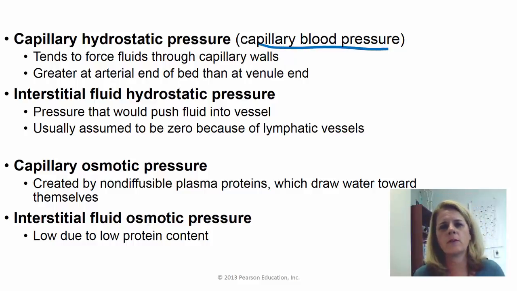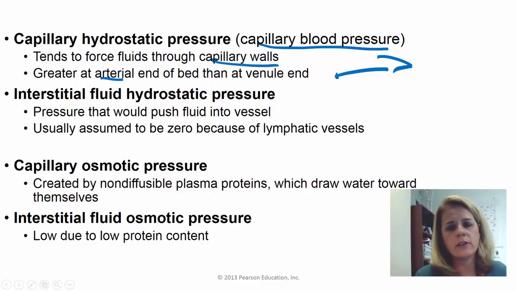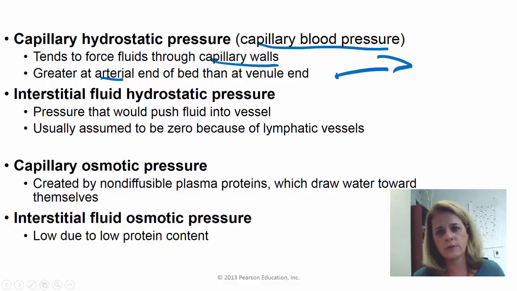So remember, if you take your blood pressure, it's 120/80. Well, that's in the aorta and the brachial artery, and as the arteries get smaller and smaller, that pressure starts to come down. So it's not very high, but there's still enough pressure to push stuff out. It can push fluids out of and through the capillary walls. It's greater at the arterial end than at the venous end, so it's going to be able to push things out of the capillary bed.